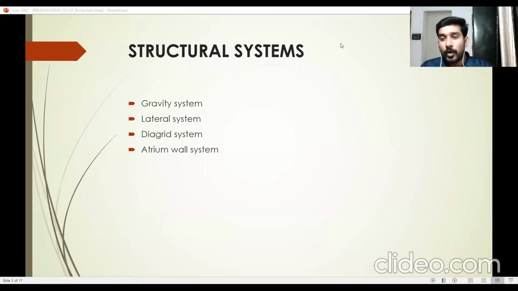Hi everyone, good morning to one and all. Myself, Sebin Simon. I am going to briefly describe the various structural systems which are used in the construction of the Bow tower.